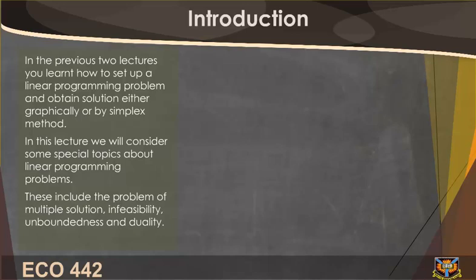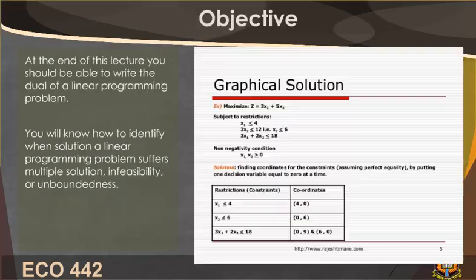These include the problem of multiple solutions, infeasibility, unboundedness, and duality. Objectives. At the end of this lecture, you should be able to write the dual of a linear programming problem. You will know how to identify when a linear programming problem suffers multiple solutions, infeasibility, or unboundedness.